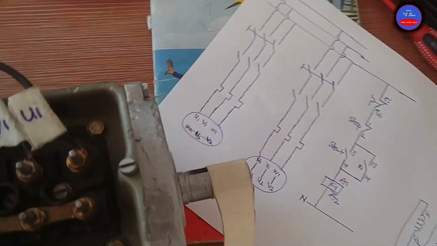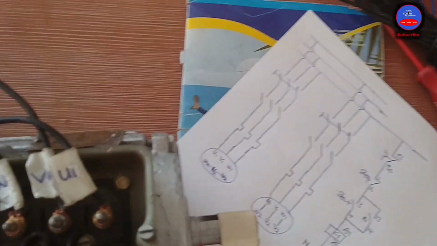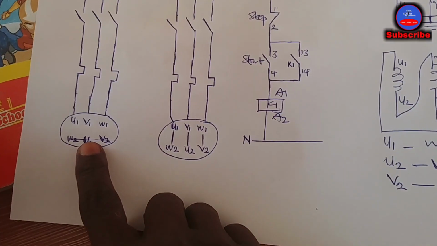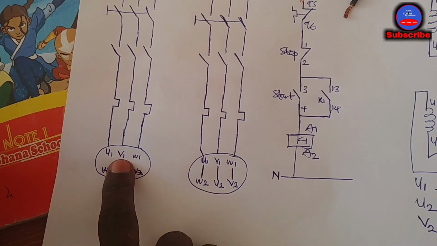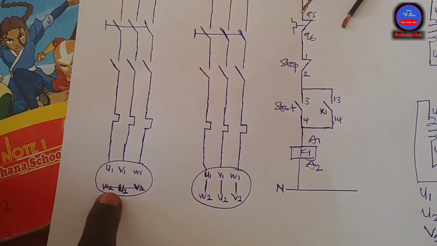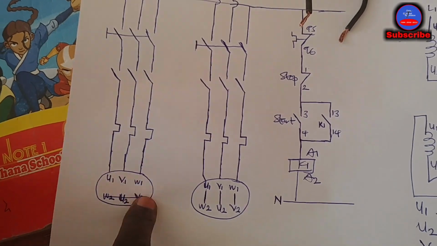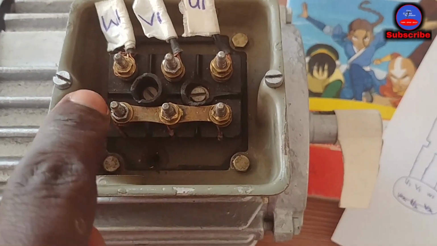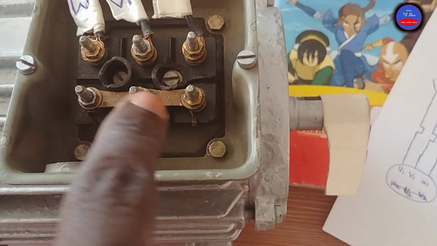Now we have wired the motor. You see, these are the cables. We have U1, V1, W1 as they are here, then you start with W2, U2, and then V2. So we start this side.